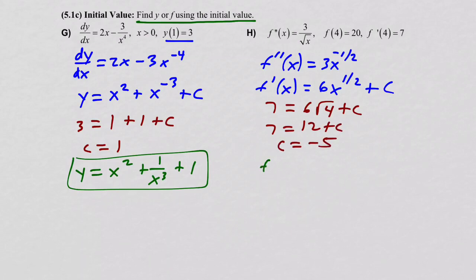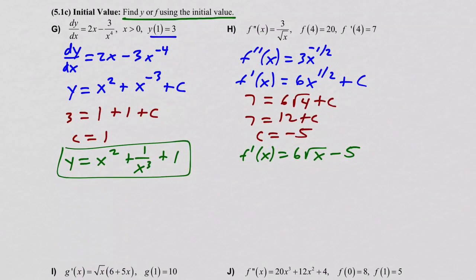So our first derivative equation is f prime of x is equal to 6 times the square root of x, subtract 5. We're going to go one more time here to calculate the original function. So we'll take the antiderivative one more time. This is going to be f of x is equal to 6 times x to the 1/2. We're going to add 1 to get 3 over 2. So it's 4x to the 3 over 2 power.